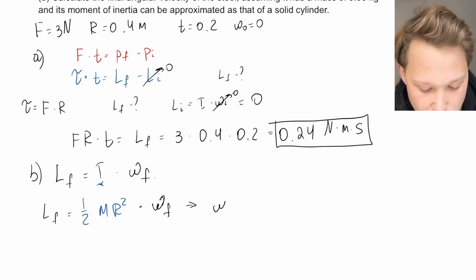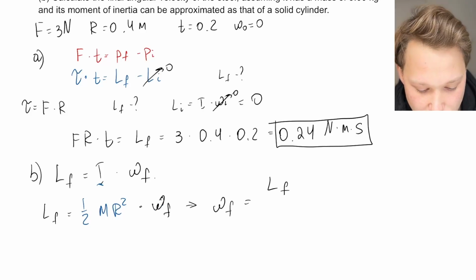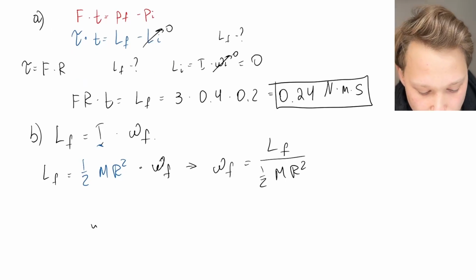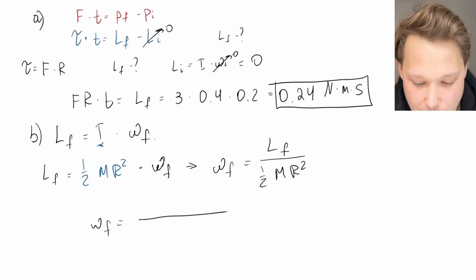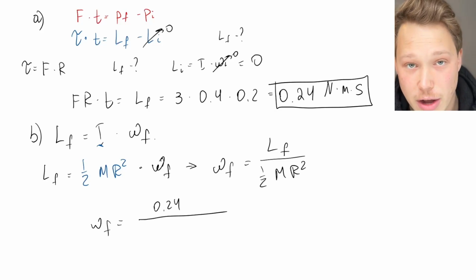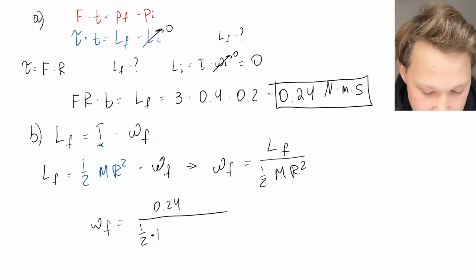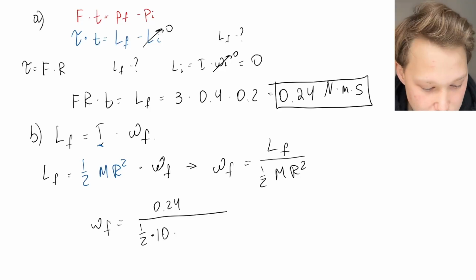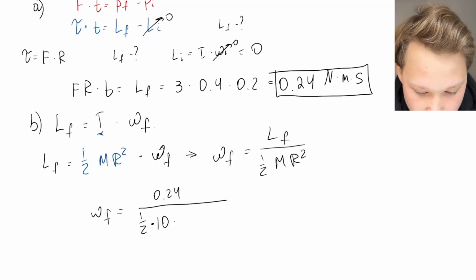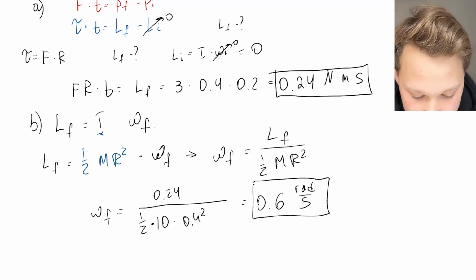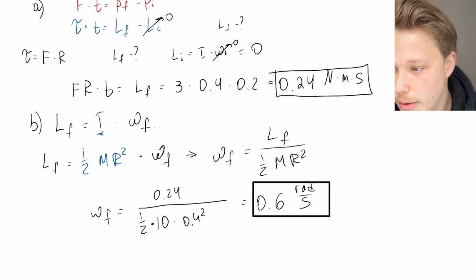So we just rearrange our answer: omega final is L final over 1/2 mr squared. L_F was 0.24, that's what we got from the previous part. 1/2 times mass, 10, times radius of the rotation, 0.4 squared. So we have a final answer of 0.6 radians per second. Great.